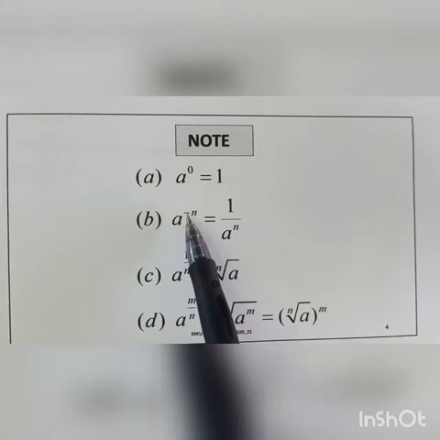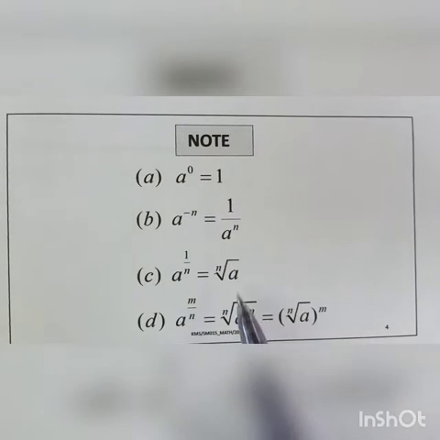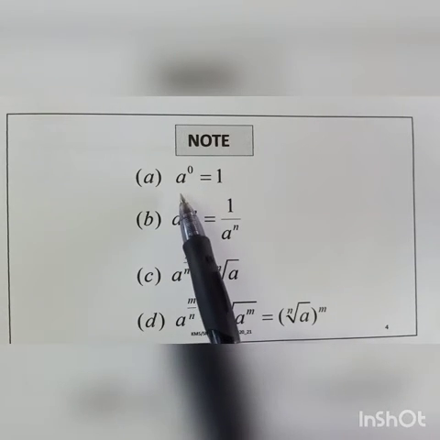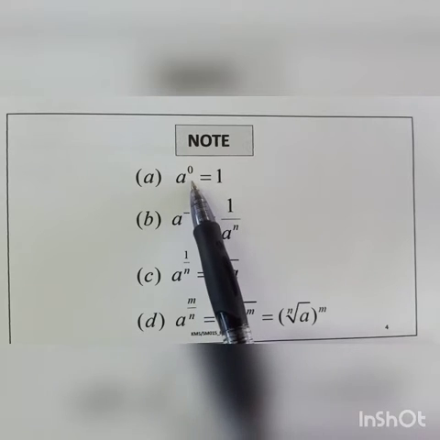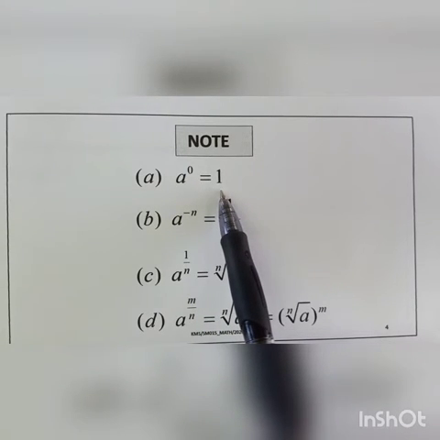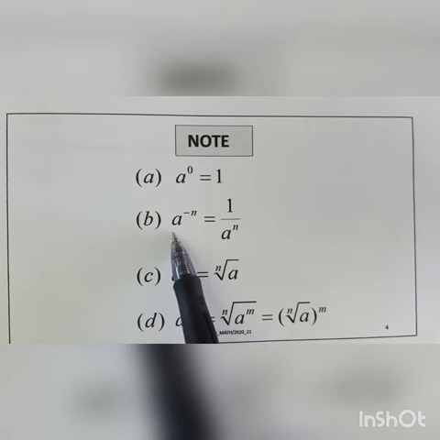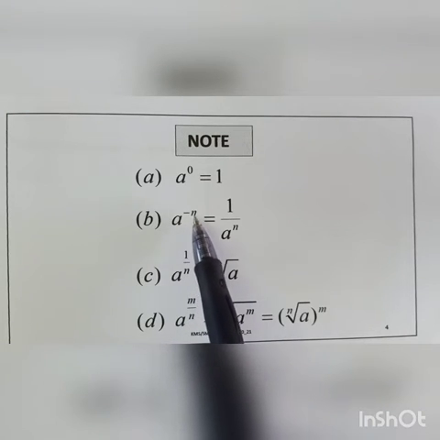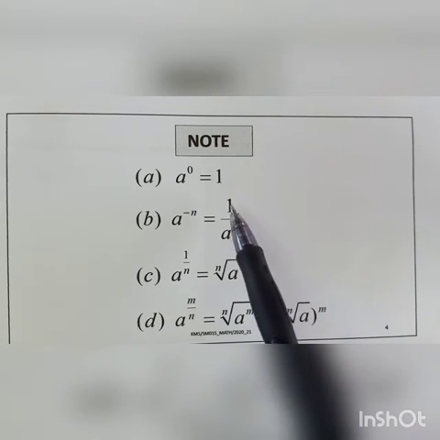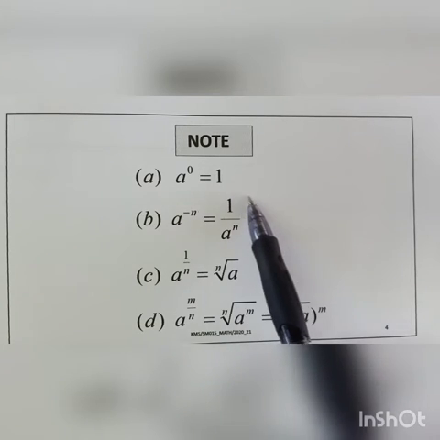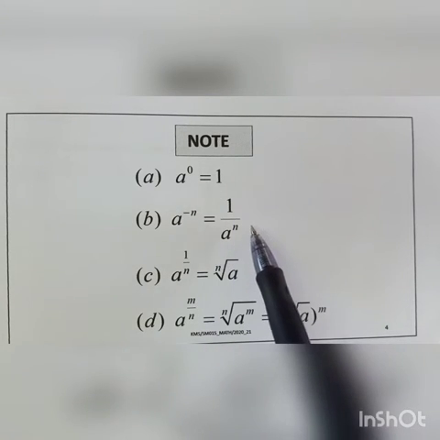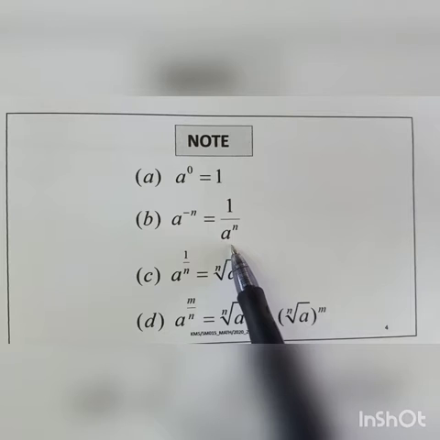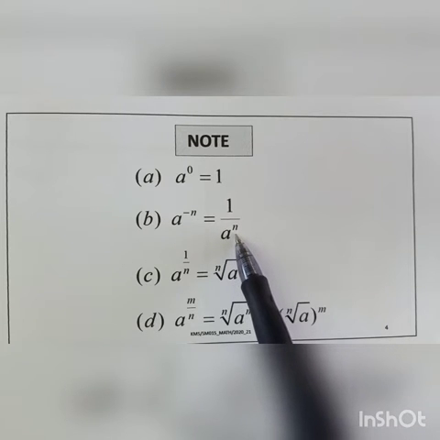Here are also some important formulas for indices. Anything to the power of 0 is 1. A power of negative n: when you see the negative power, you just change it to fraction form. So this equals 1 over a to the power of positive n.